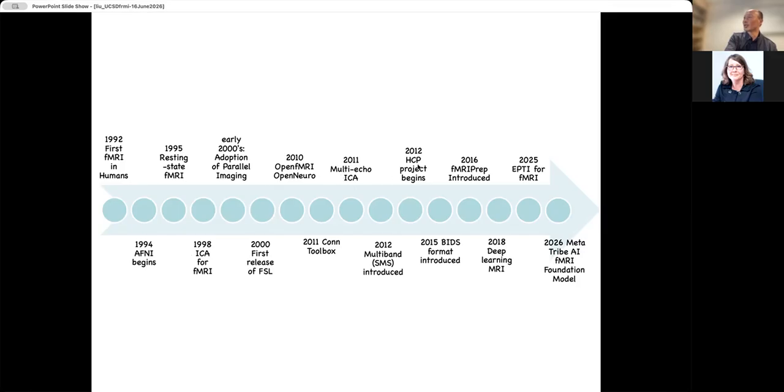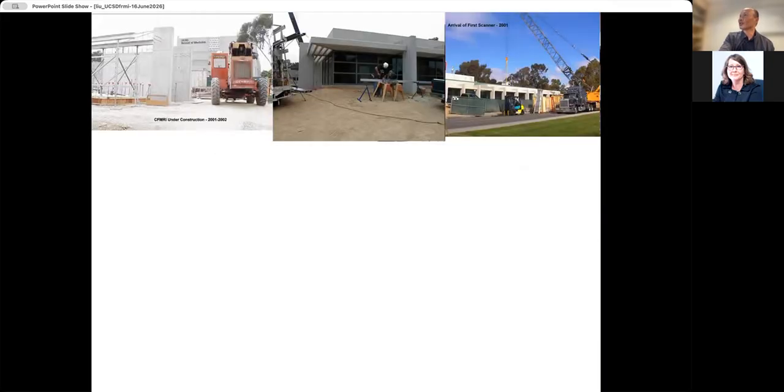The HCP project began in 2012, multiband in 2012, BIDS format 2015, fMRIPrep 2016, and now we're here around 2025, EPTI, and then I just saw that Meta offered an fMRI foundation model, so you don't have to do fMRI anymore. You can just use AI. So we've come a long way, and so the idea is how do you actually navigate and take into account this history?